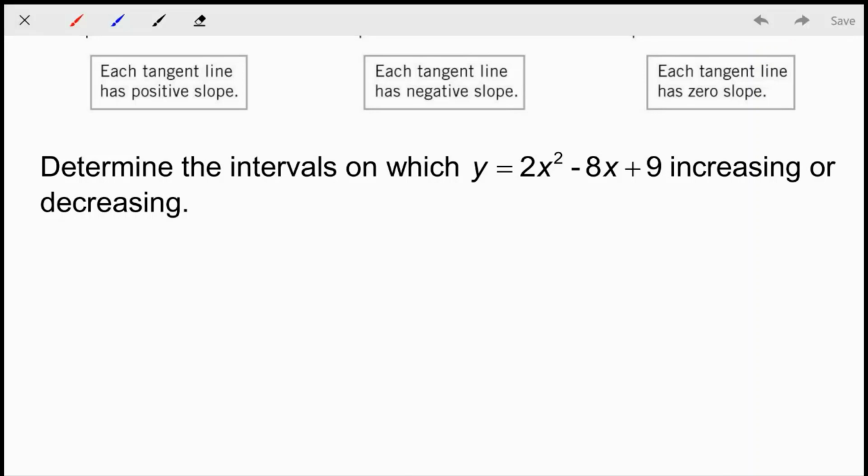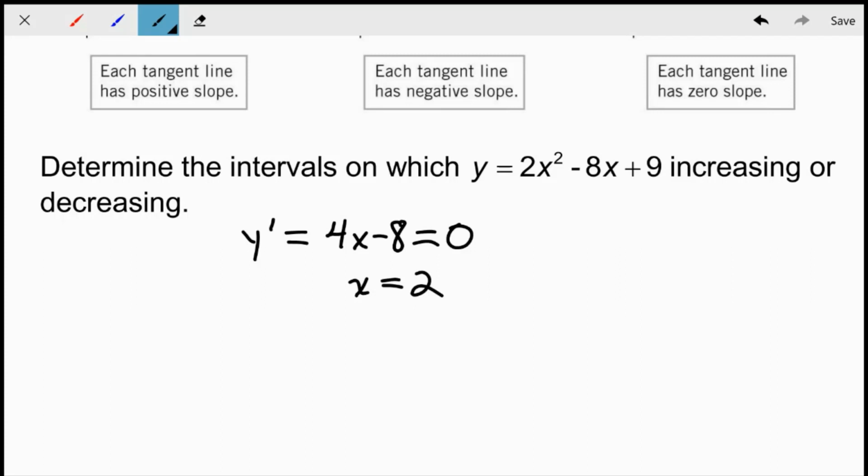So here what we're going to do is, we're not even going to look at the graph of this function. What we're going to do is analyze the derivative. So y prime, or the derivative of this function, would be 4x minus 8. And when we go through this process and we look for increasing or decreasing, we're going to look for what are called critical points. And critical points are going to be the points where the derivative is 0 or undefined. So clearly this derivative is never undefined, but I'm going to check where it is equal to 0. And in this case, that happens at x is 2.